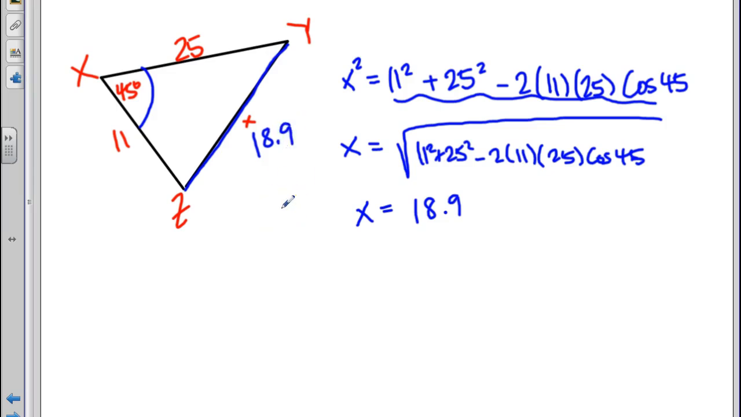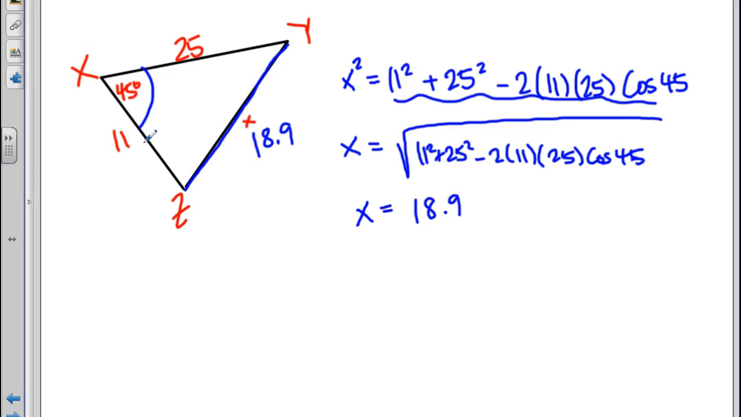All right, then from here, if they ask us to find the other missing angles, we can use law of sines. So we can say sine of 45 over 18.9 is equal to sine of z over 25. And we can also say sine of 45 over 18.9 is equal to sine of y over 11. And we will tackle that more when I see you again. But this is finding a side length when you're given two sides and the angle between.